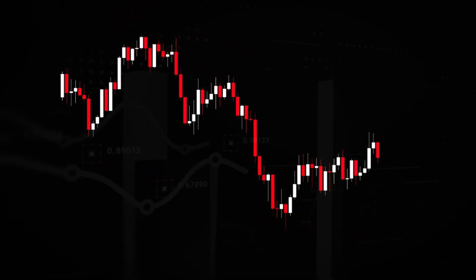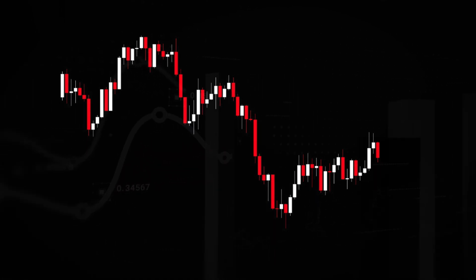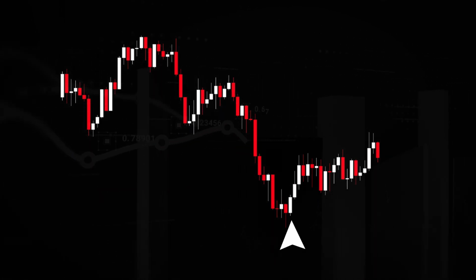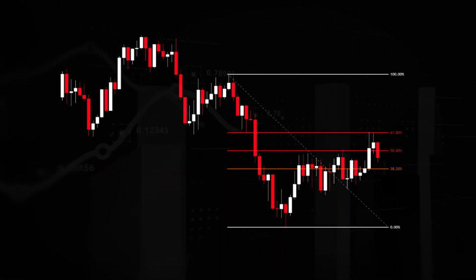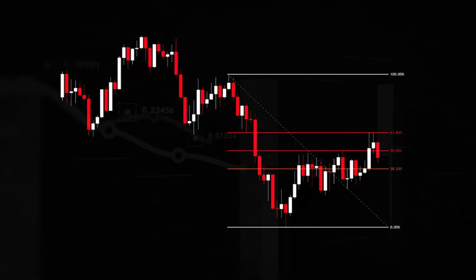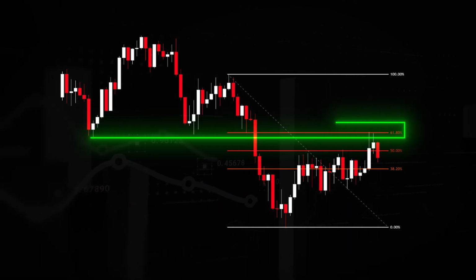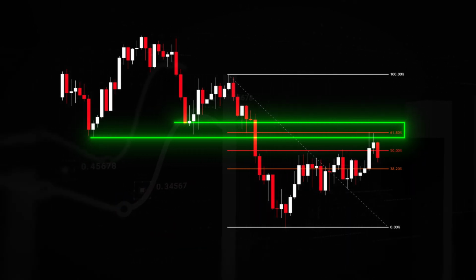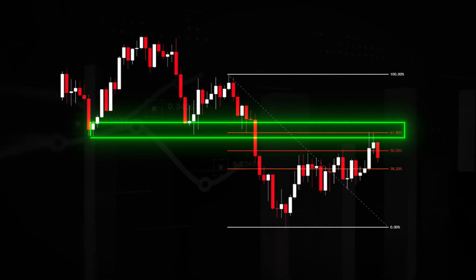To find a good entry point, I use the Fibonacci tool. I draw the Fibonacci retracement from the latest swing high to the latest swing low. As you can see, the price is at the 61.8% level. If you look to the left, this level aligns with a significant resistance zone. In the past, the price broke out below a support level and has now pulled back to this resistance area.